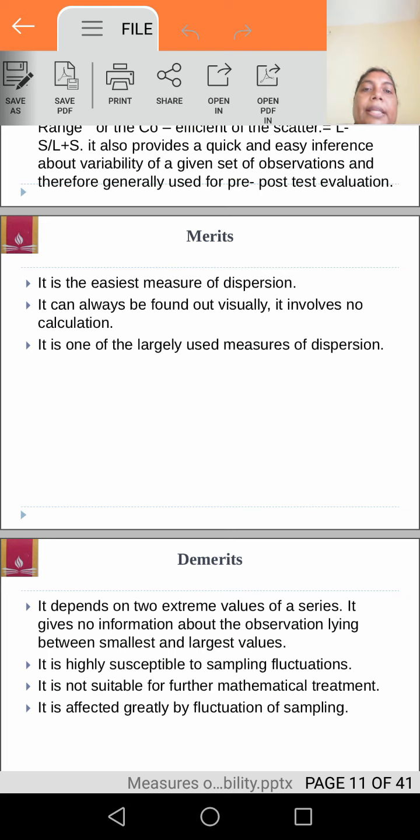What are the merits and demerits of range? It is the easiest measure of dispersion. It can always be found out visually. It involves no calculation and it is one of the largely used measures of dispersion.